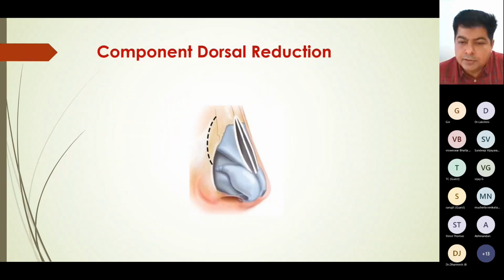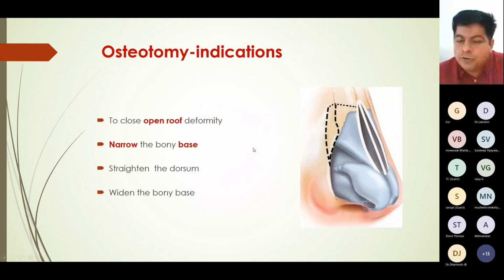So after component dorsal reduction, we have created a uniform dorsum, but now it is open. This is called open roof deformity or open book deformity. So how to correct it? We need to do something on the lateral aspect. That is, we have to do osteotomies to bring these two parts of the roof together so that the dorsal lines are aesthetic.